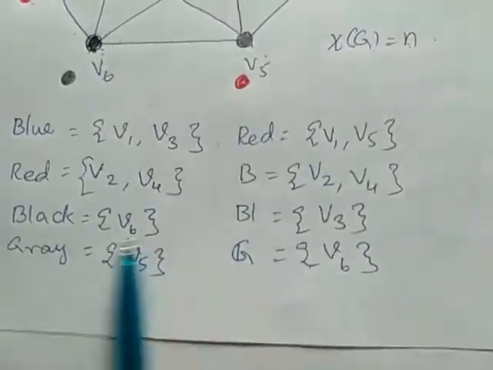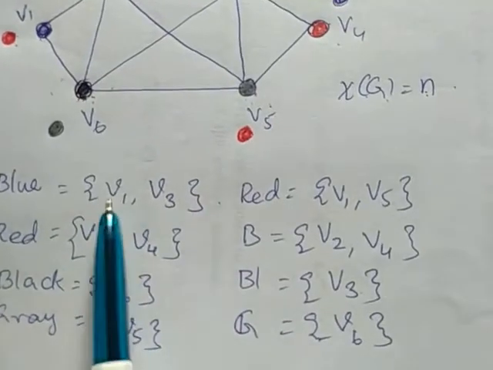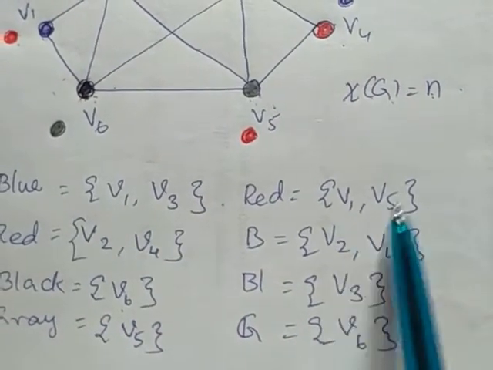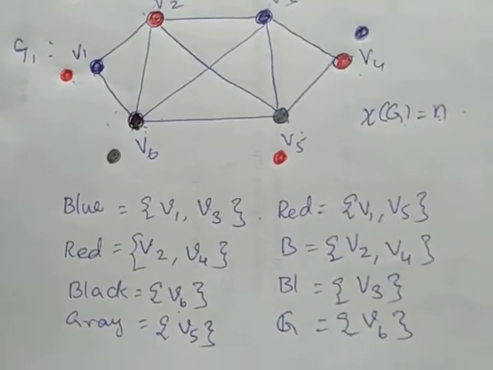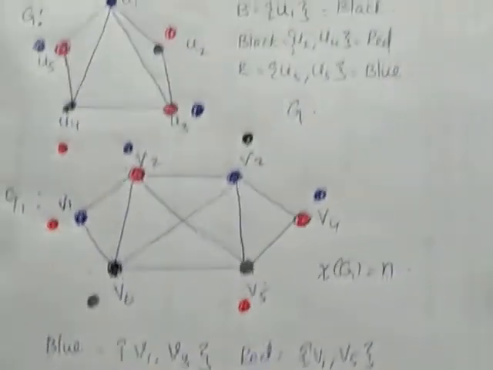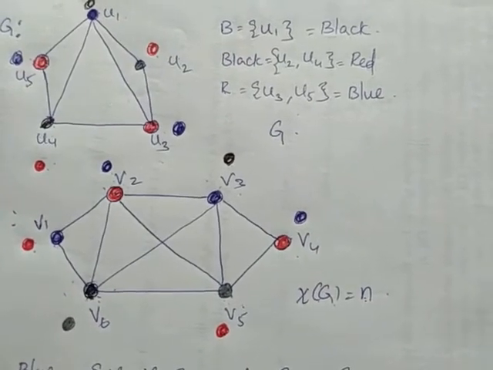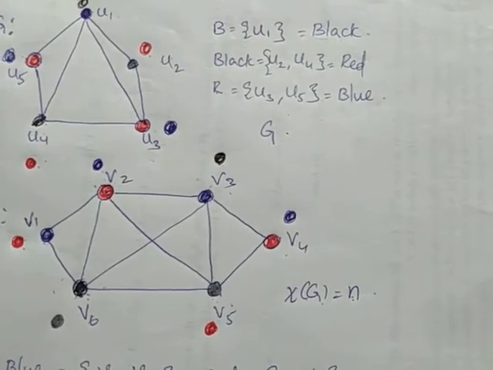Here the partition is different. The first partition is V1, V3. Here it is V1, V5. Partitions are different. Therefore, G1 is not a uniquely colorable graph, but G is a uniquely colorable graph. This is our first definition.